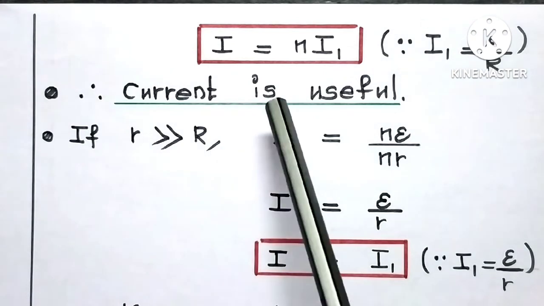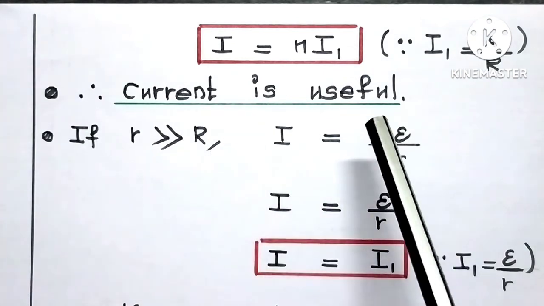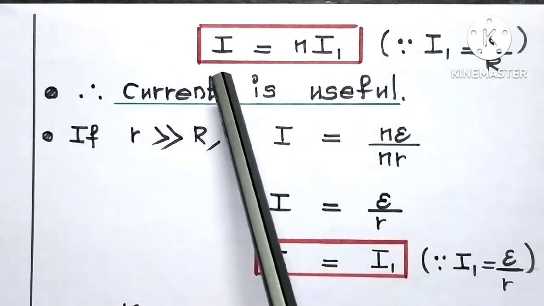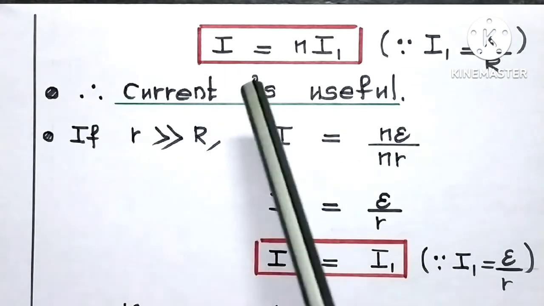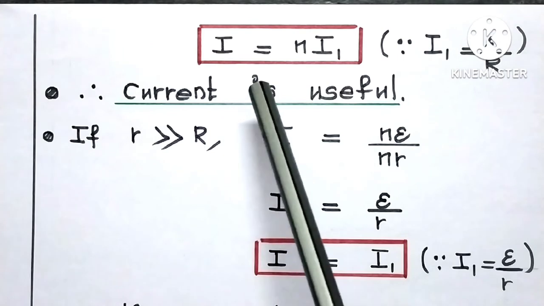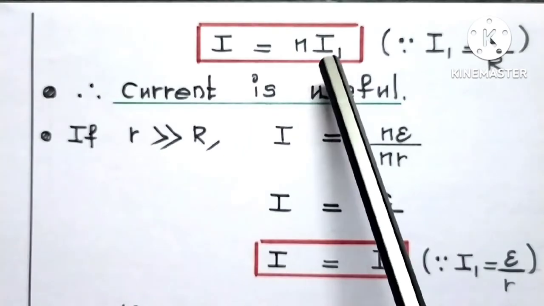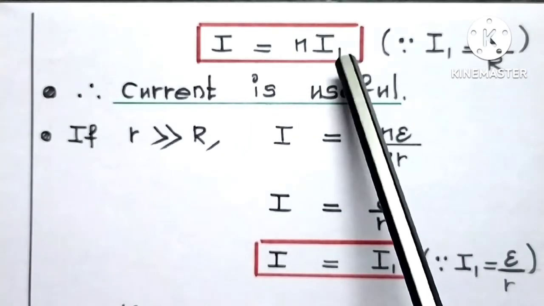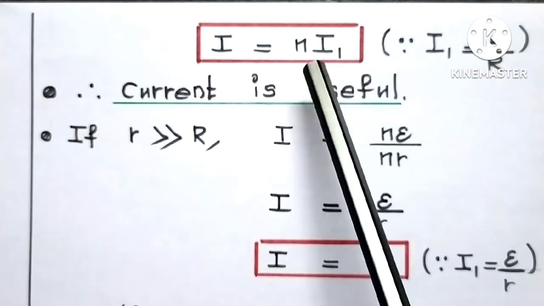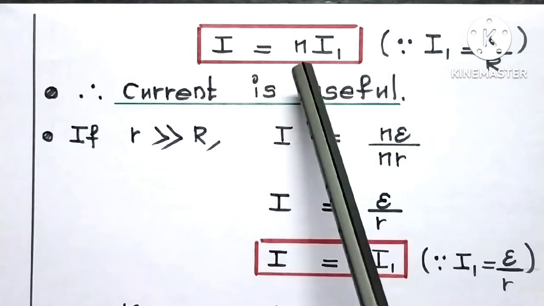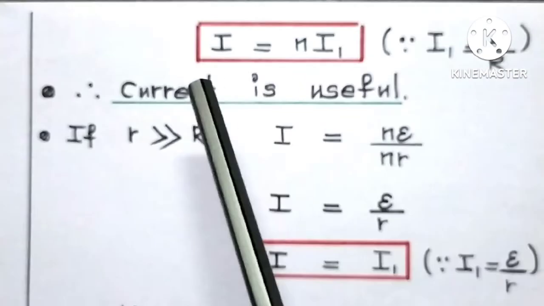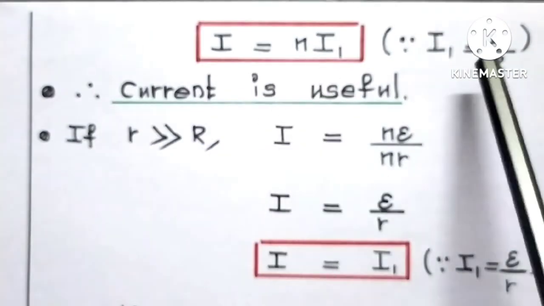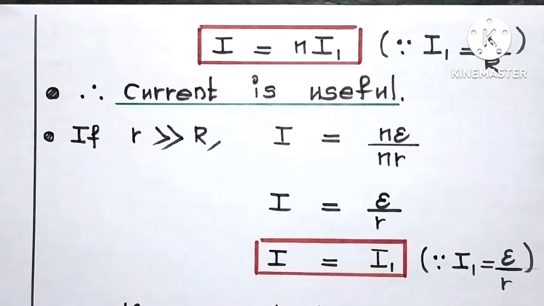Therefore, current is useful. Why is it useful? Because the total current produced by this circuit is equal to n into I1. I1 is nothing but the current produced by a single cell. If there are 5 cells, then the total current is nothing but 5 into I1. So we get a useful current in this connection. So therefore current is useful.